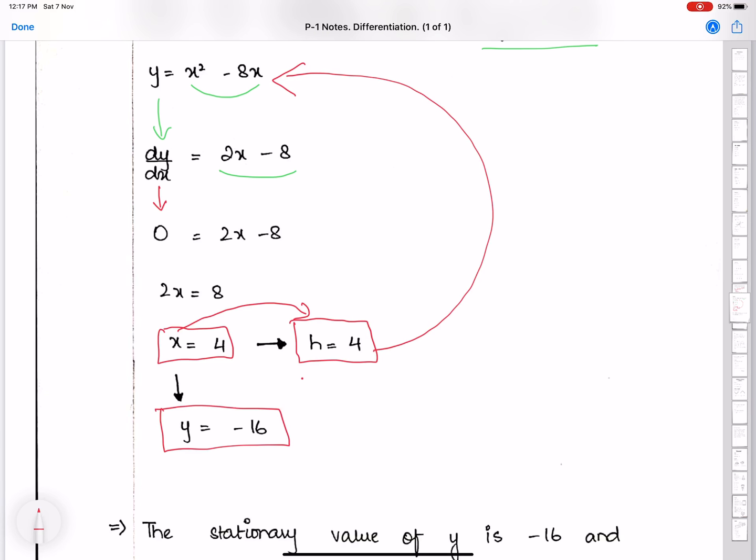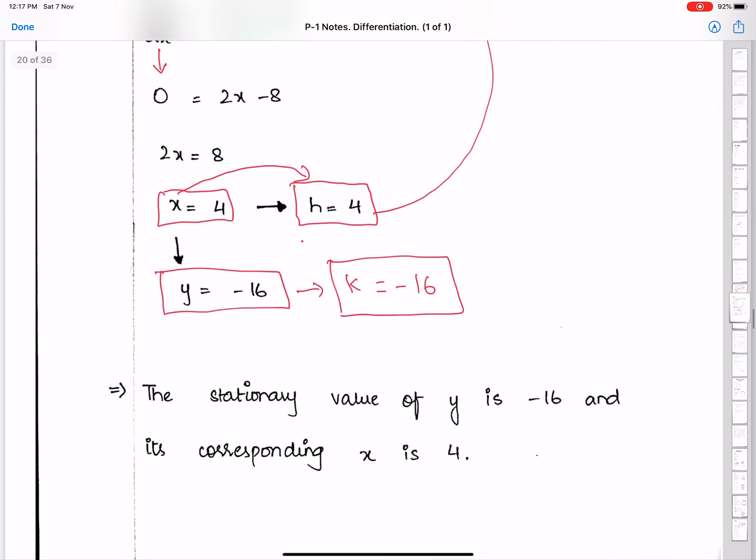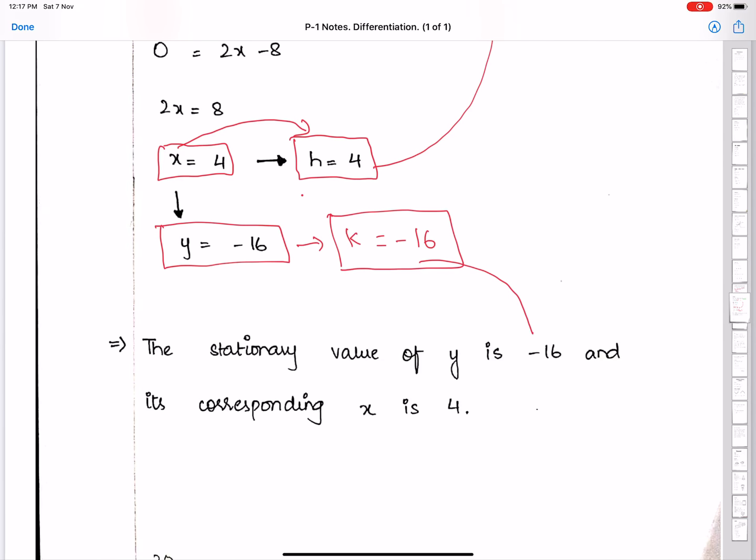By substituting this 4 into the equation of the curve, we can get the y coordinate of the stationary point. This is the value of k, the vertical coordinate of the stationary point, and this is known as the stationary value. Hence, the stationary value of y is negative 16 and its corresponding x is 4.